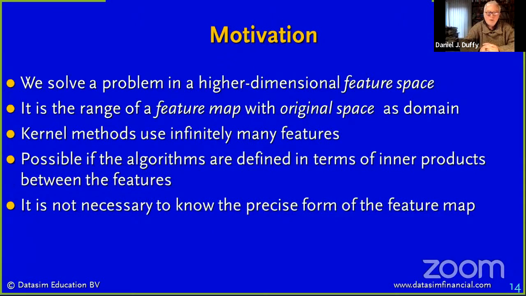Okay, so the motivation. Carry on, I've got 10 more minutes. We solve a problem in higher dimensional feature space. We don't solve the problem in the original space. We map the original space into a feature space. Long story short, you need some mapping. The nice thing about it is you don't need to know the precise form of the feature map, and you also don't need to know the precise form of the Hilbert space.